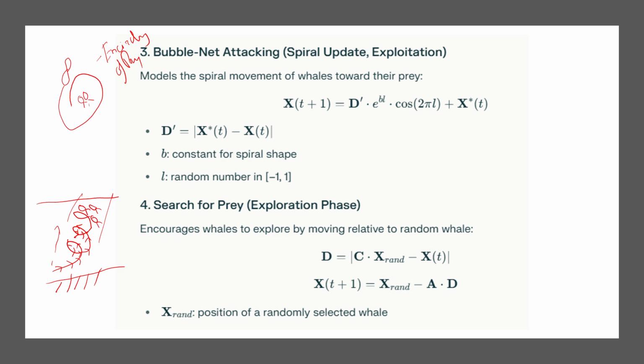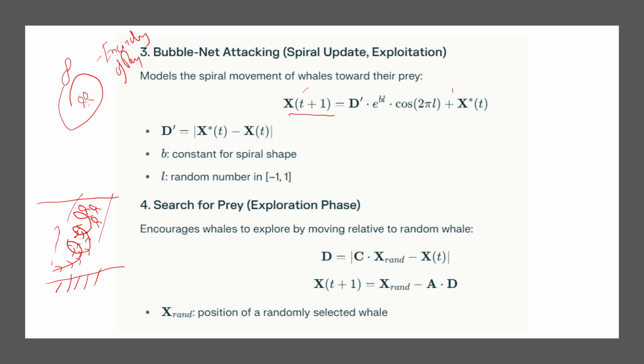So here also the value of x will come. The new position of x, which is indicated by x within bracket t plus 1, where t is the number of iteration at the previous step, and plus 1 means in the new step. Okay. So this new value of x is given by d prime multiplied by e to the power b l, multiplied by cos 2 pi l, plus x star t.